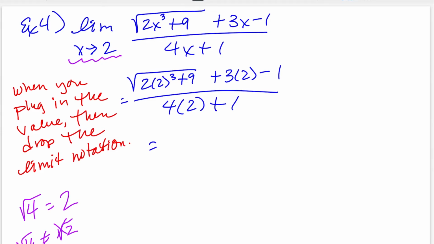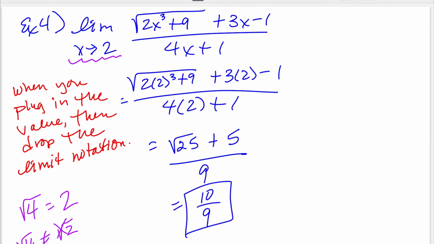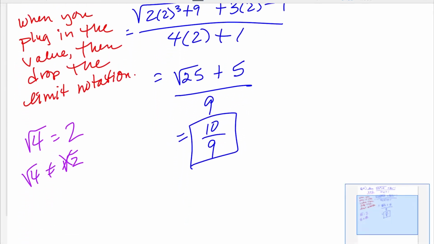Okay, so let's rock the socks off of this. All right, 2 cubed is 8 times 2 is 16. 16 plus 9 is 25. Plus 6 minus 1 is 5. So we've got 10 on top there, right? And we've got 8 plus 1 is 9. So we've got 10 ninths. All right? Okay. All right, good. Good. Whether it's a full limit or even if it's a one-sided limit.